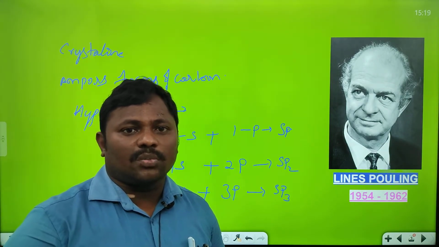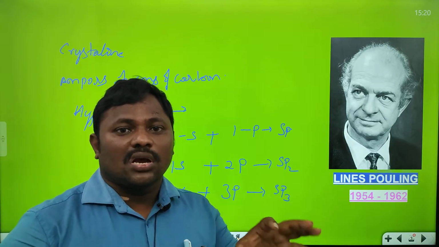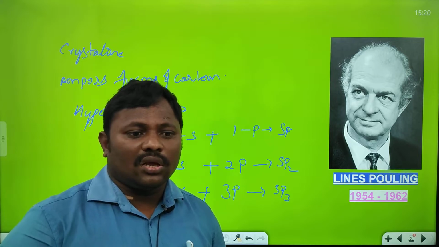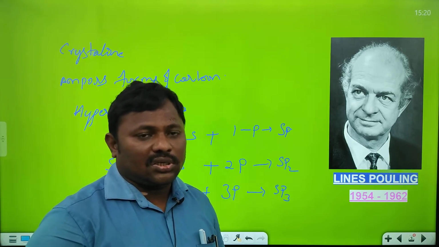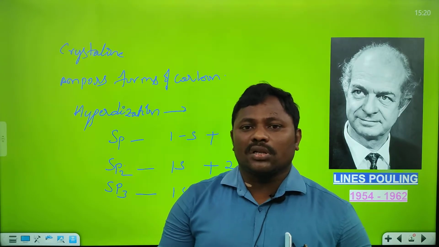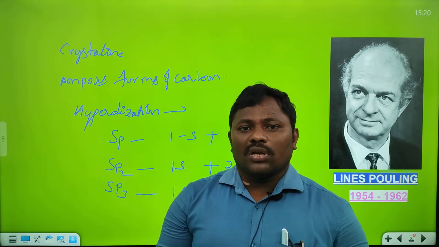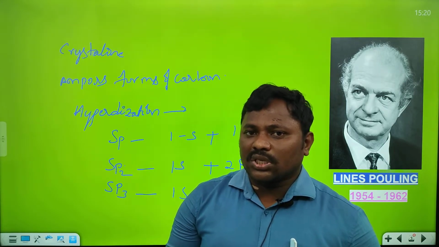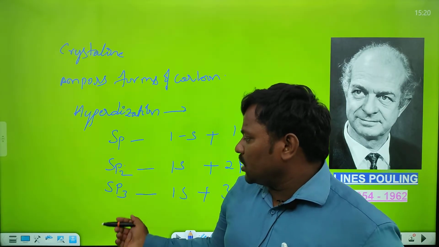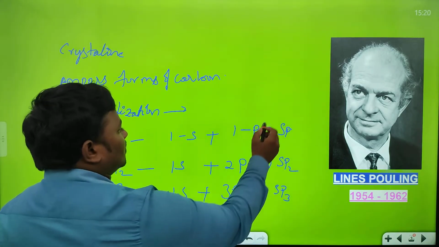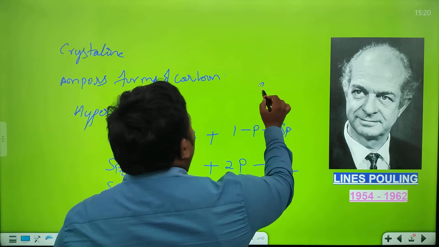In sp hybridization, how many s orbitals and how many p orbitals are involved? One s orbital and one p orbital. In sp2 hybridization, how many s orbitals and how many p orbitals are involved? One s orbital and two p orbitals. So sp3 means three p orbitals and one s orbital. Only p orbitals are there in the three types.